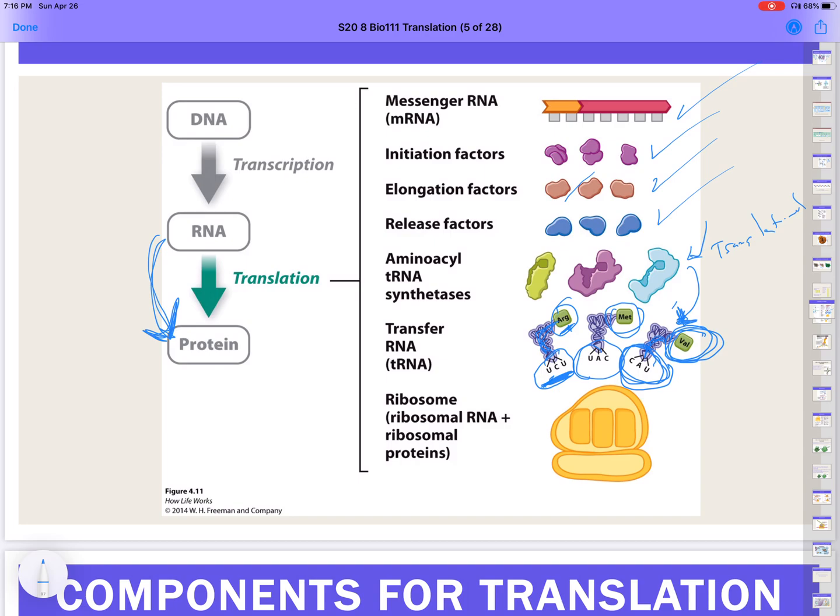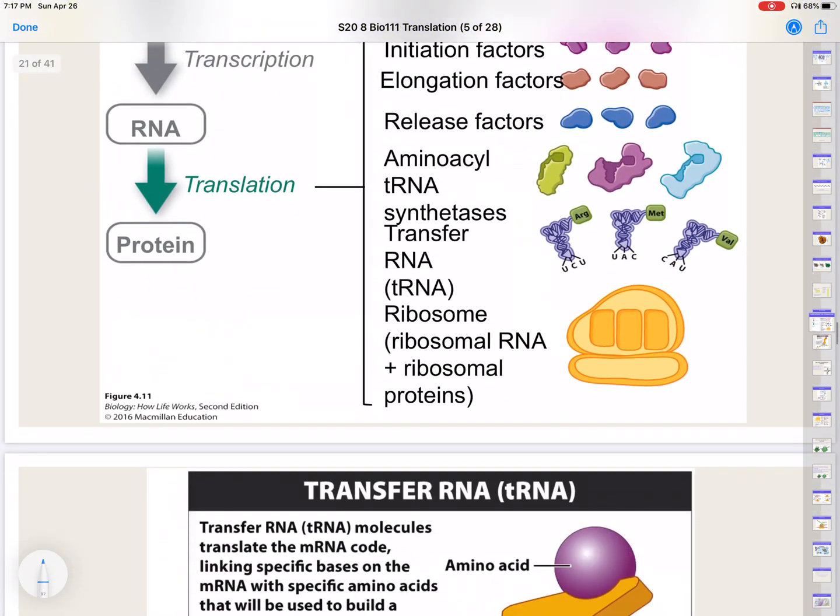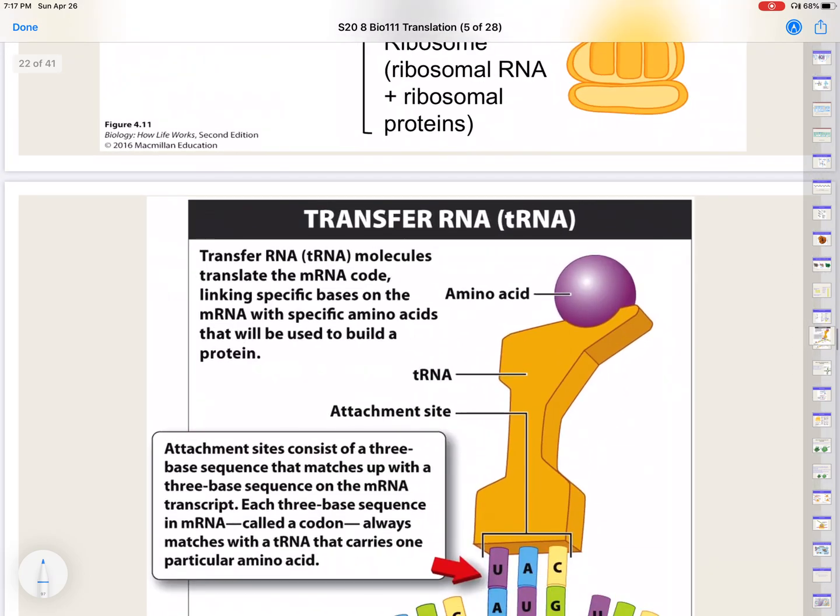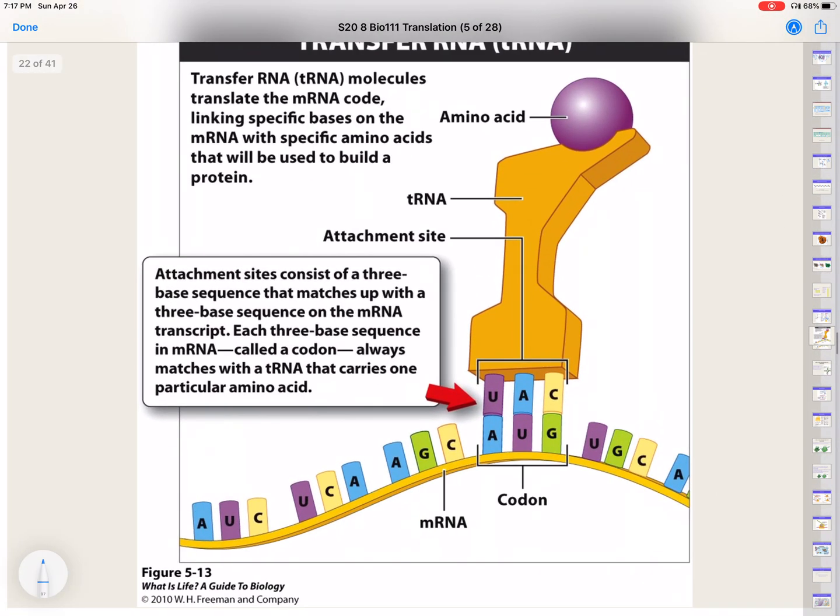So this tRNA is the link between the language of nucleic acids and the language of amino acids. Neat stuff. And then you have the ribosomes, which is the site of protein production. So again, tRNAs actually bridge the amino acid to the nucleic acids.